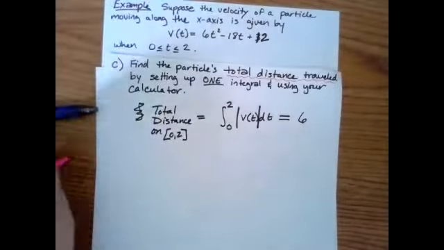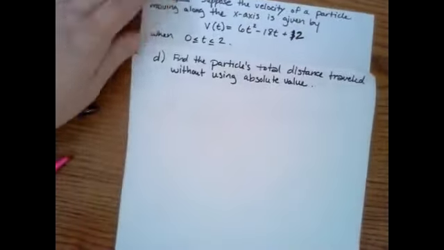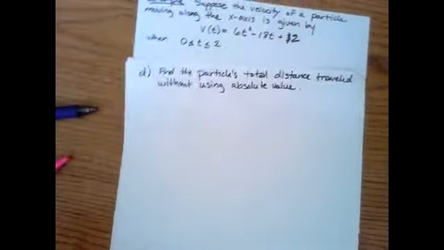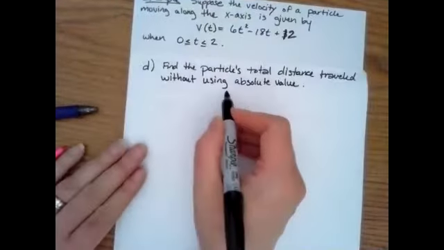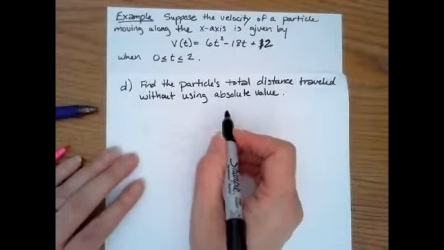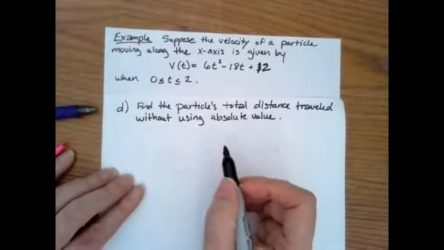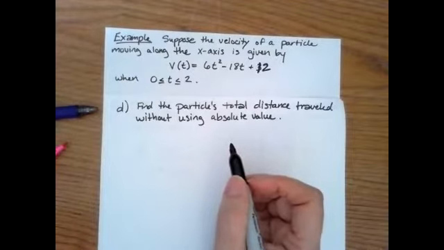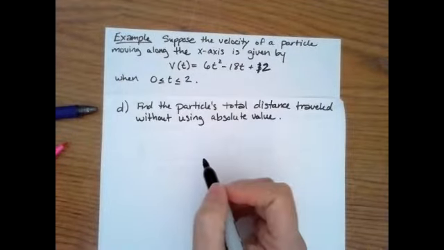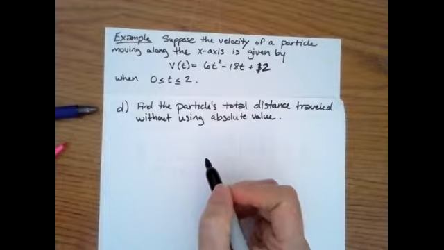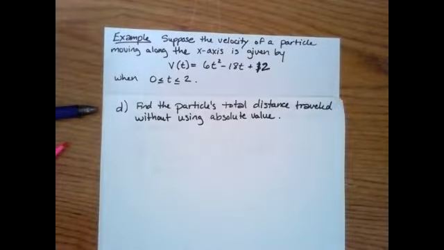Okay, so the particle's total distance traveled without using absolute value, that's going to require us to know if the particle ever changed direction. When it was moving forward, we're fine, but if it was moving backward, then we have to make an adjustment to the integral by changing the sign.